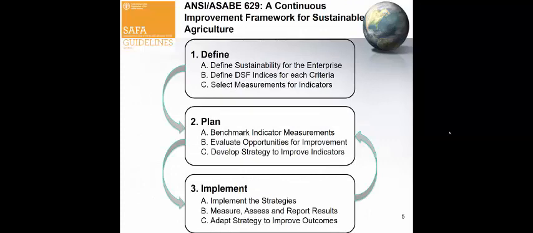This process is consistent with the ANSI/ASABE E629 framework, which is used by most agricultural producers in the United States and many producers around the world for other agricultural products, including row crops, specialty crops, and other animal agricultural products. The process includes defining, planning, and implementing a continuous improvement strategy, defining sustainability, defining indices, selecting measures for those indicators, which is precisely what DSF is doing now, planning how to improve those, and then implementing the plan. Then when measuring and assessing, and when the plan doesn't work, when things don't get better, go back and evaluate what you can do to make things better and do something different.